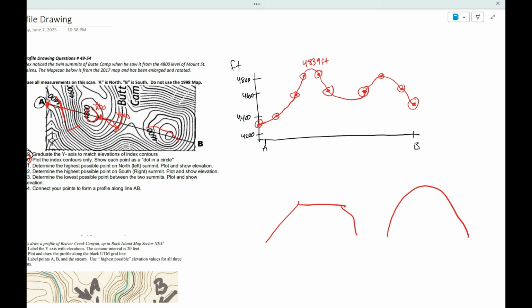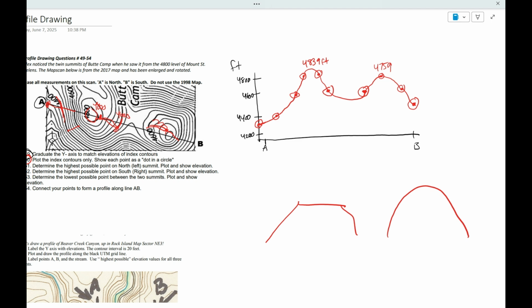And then it asks for the highest possible point on the south right summit. And so once again, we can see that it goes up, but it never actually makes another index contour of 4,800. And so if we count up, we get 40, 80, 120. So we are at 4,720. And if we were to go 40 more, we would reach 4,760. However, obviously you can't see a line there. And so it's going to be 4,759 over there.